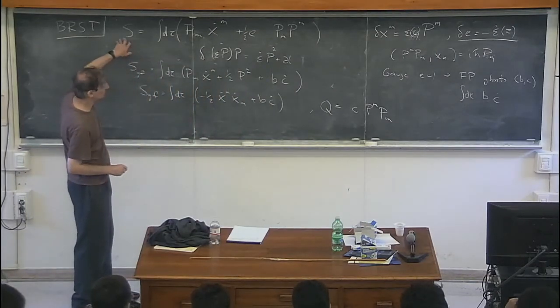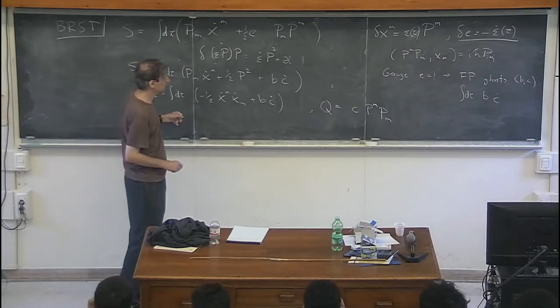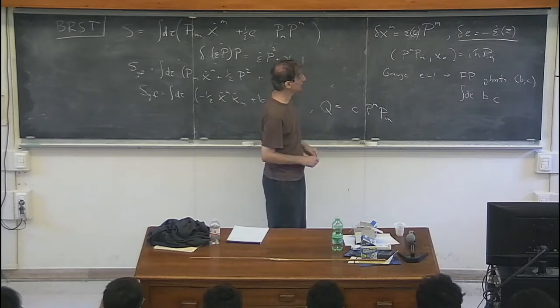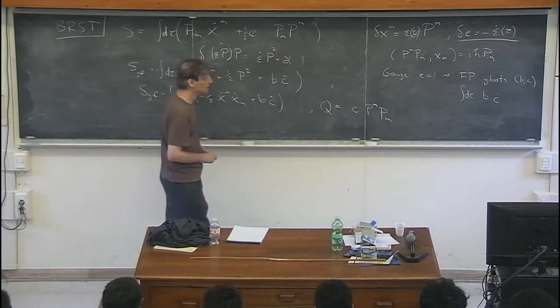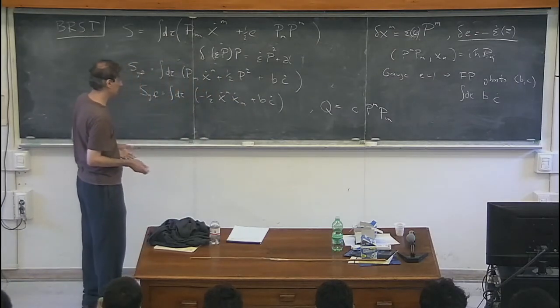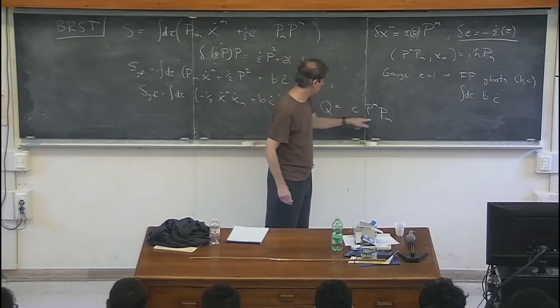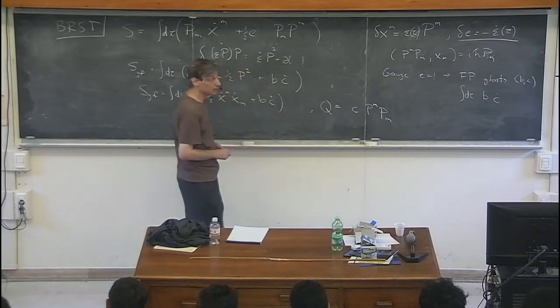So this system, when you quantize, is described by a gauge fixed action. Gauge fixed means that I've already gauge fixed, it no longer has this local symmetry, together with a BRST operator. Okay. So physical states are described by states which are annihilated, or more precisely, in the cohomology of this BRST operator.